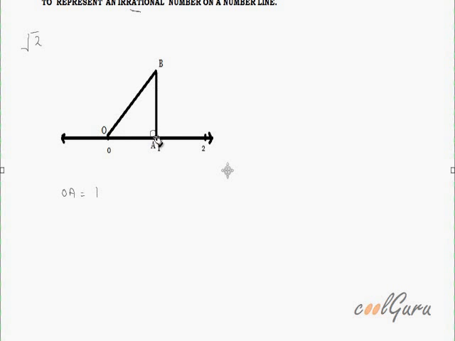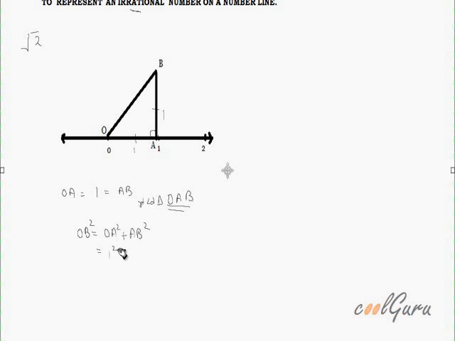I have drawn BA which is perpendicular on OA and its length is also equal to OA, which is 1. So this length is 1 and this is also 1. Now consider this right angle triangle OAB. I can use Pythagoras theorem in this triangle because it is a right angled triangle. Now using Pythagoras theorem, I get OB square is equal to OA square plus AB square.